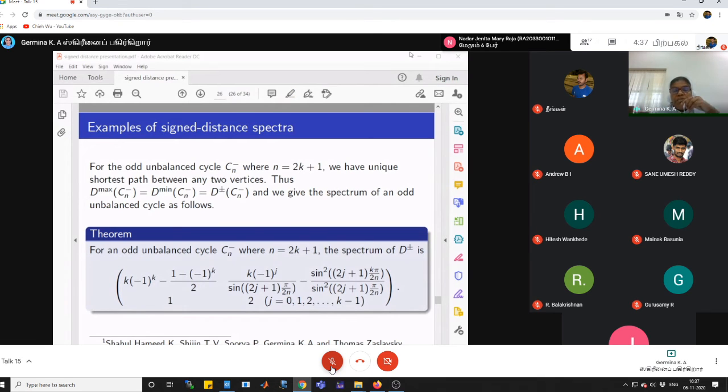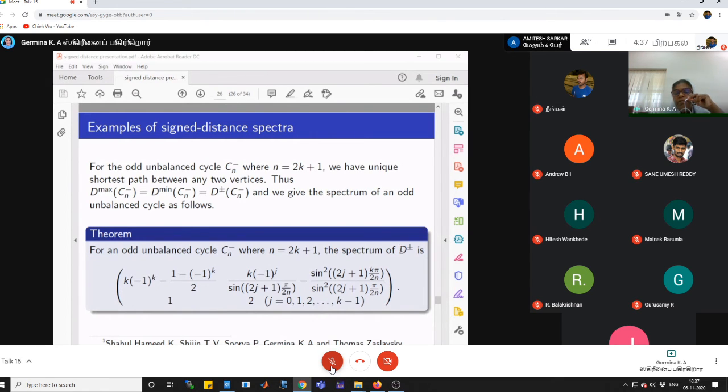The spectrum of D plus or minus is k into minus 1 to the power of k minus 1, minus minus 1 to the power of k divided by 2. It occurs only once. And k into minus 1 raised to j divided by sine of 2j plus 1 times pi over 2n, minus sine square 2j plus 1 times k pi by n divided by sine square of 2j plus 1 times pi over 2n, for j equal to 0, 1, 2, 3, up to k minus 1. This is the spectrum of the unbalanced cycle C_n minus.